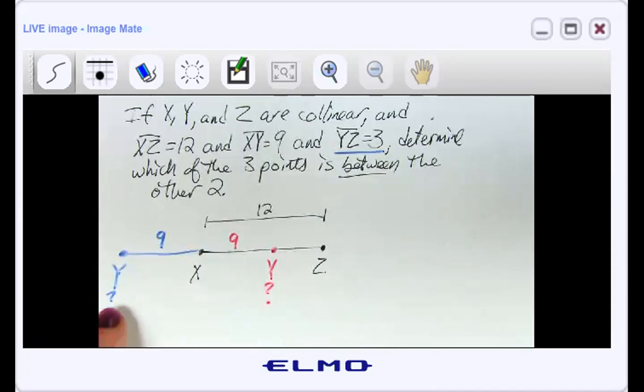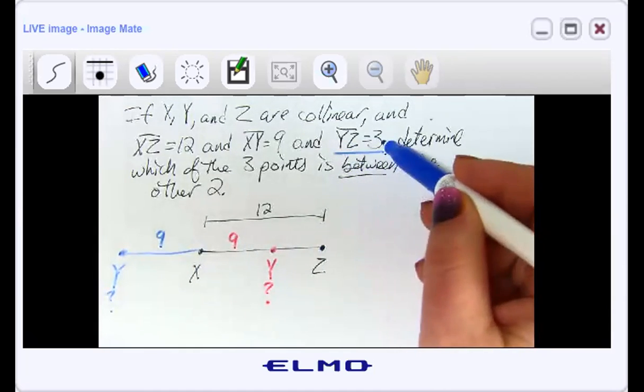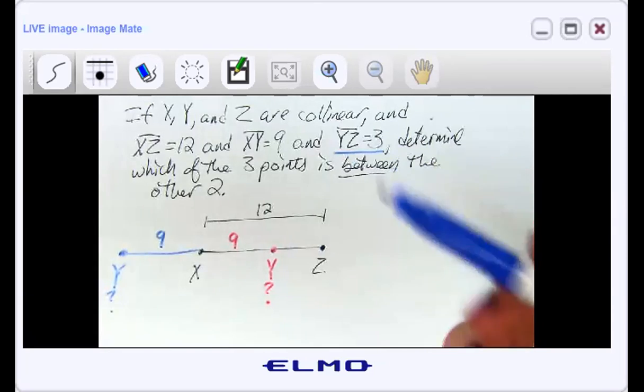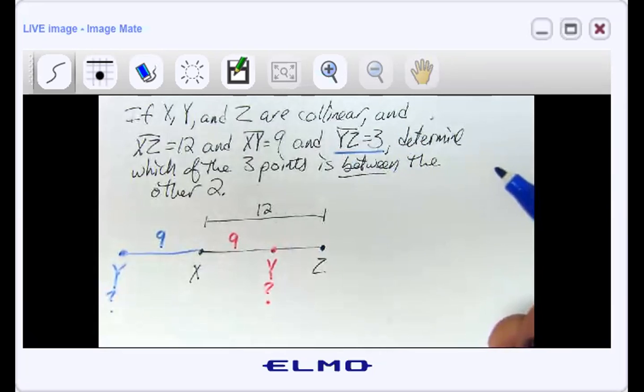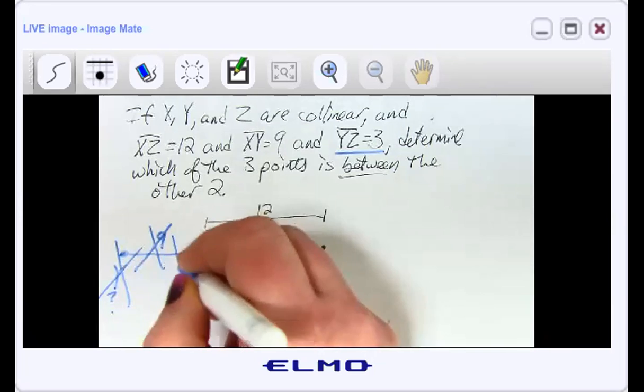If Y really is over here, this blue Y, that means YZ, from Y all the way to Z, is going to be 9 and then another 12. That would be a length of 21. And according to this, that is not the value of YZ. It's not 21 at all. So that tells me that the blue option doesn't make sense. That can't be right. So Y is not over here.